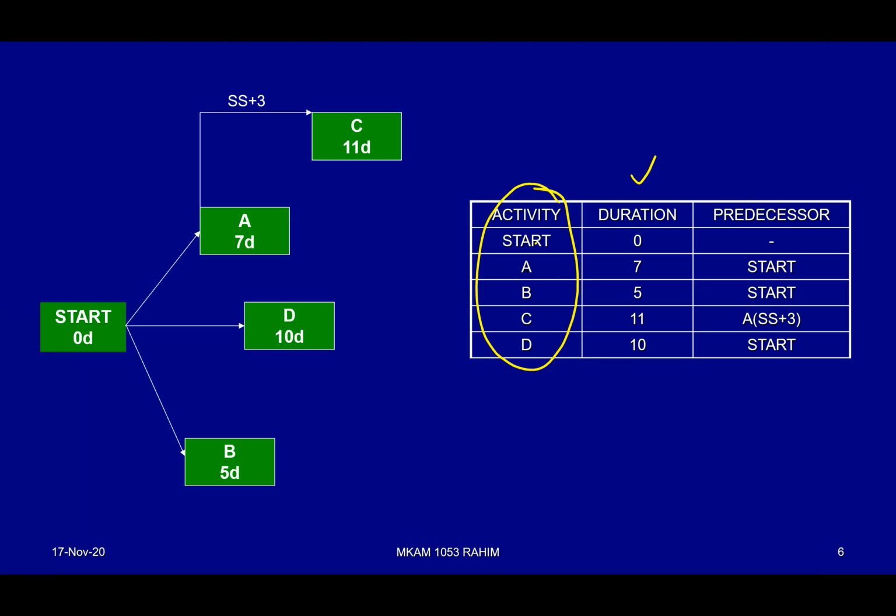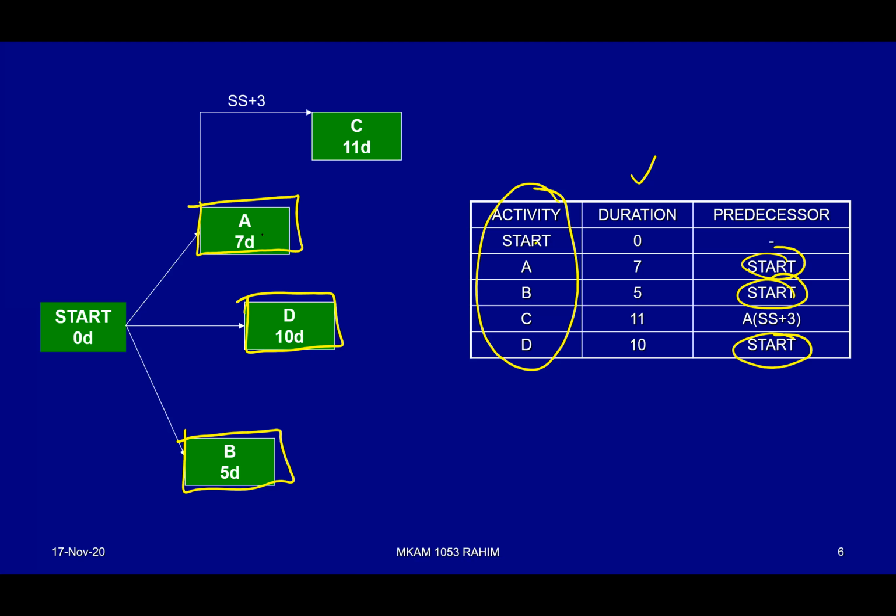Then, which activities have the start as a predecessor? You notice that for activities A, B, and D, the predecessor is start. So A, B, and D must be the starting activities as well. Once we have the milestone, then we simply connect those. So you draw one box, it doesn't have to be a nice box. Just simply draw A, and then B, and then D.